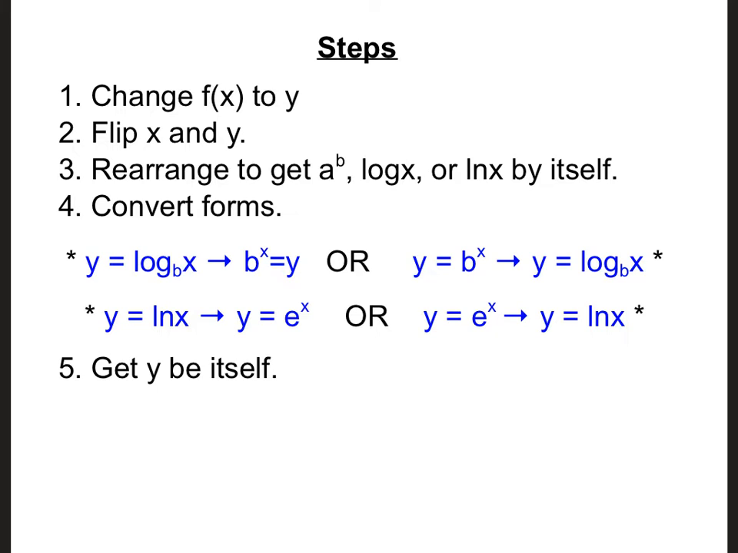So if you had log b of x to start with, you're going to move to b to the power of x equals y. If you had b to the power of x, you're going to move to log base b of x. If you had the natural log of x, you're going to move to e to the power of x. If you have e to the power of x, you're going to move to natural log of x. The last step is to rearrange your equation and get y by itself.